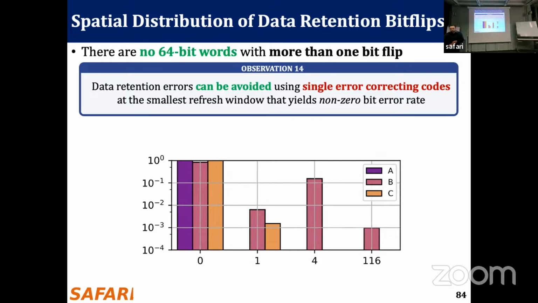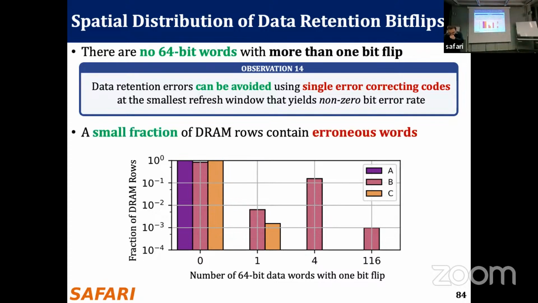So here we have that distribution actually. On the x-axis, we have the number of 64-bit data words with 1 bit flip. And on the y-axis, we look at the fraction of DRAM rows. How much of the rows have this kind of data words? And we observed a small fraction of DRAM rows contain erroneous data words because most of them are accumulated at 0. So it's really rare to see these bit flips.